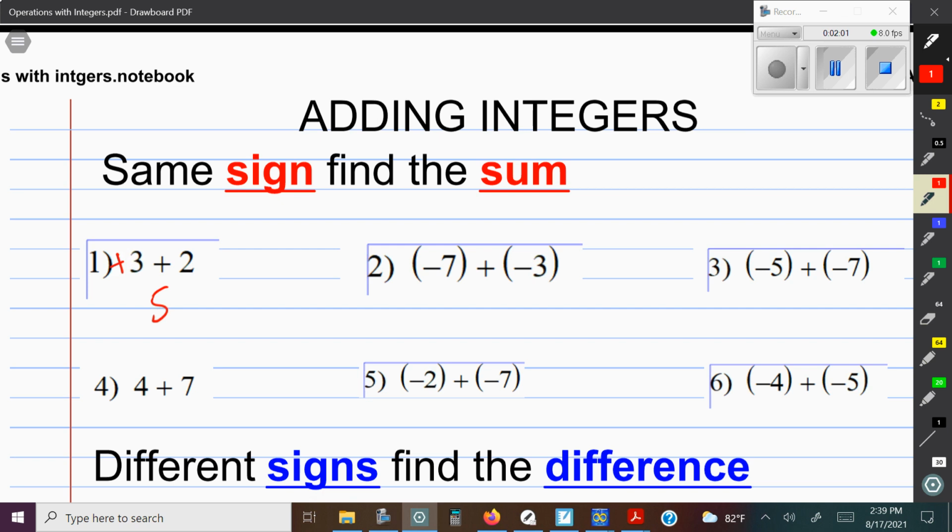Okay. Here you got a negative 7 plus a negative 3. This is written like this, but sometimes it's written like this, negative 7 minus 3. But you want to look at each one of these terms as their own individual thing. Negative 7 plus negative 3, you both got the same sign, so you find the sum. The sum of 7 and 3 is 10. And since they're both negative, we keep it negative.